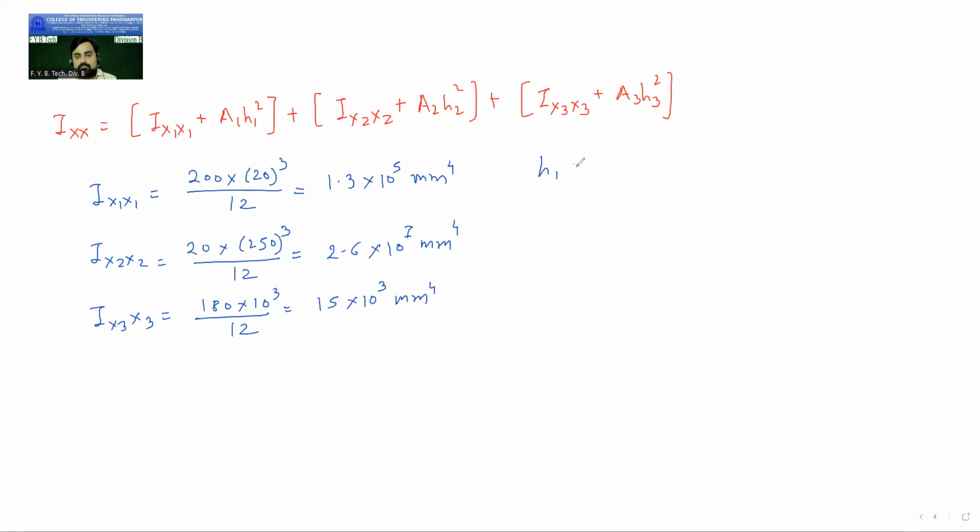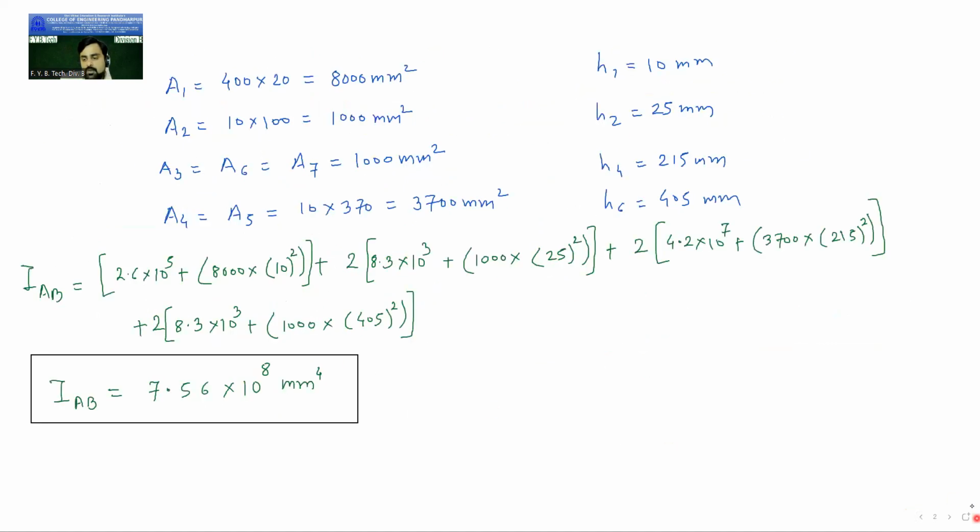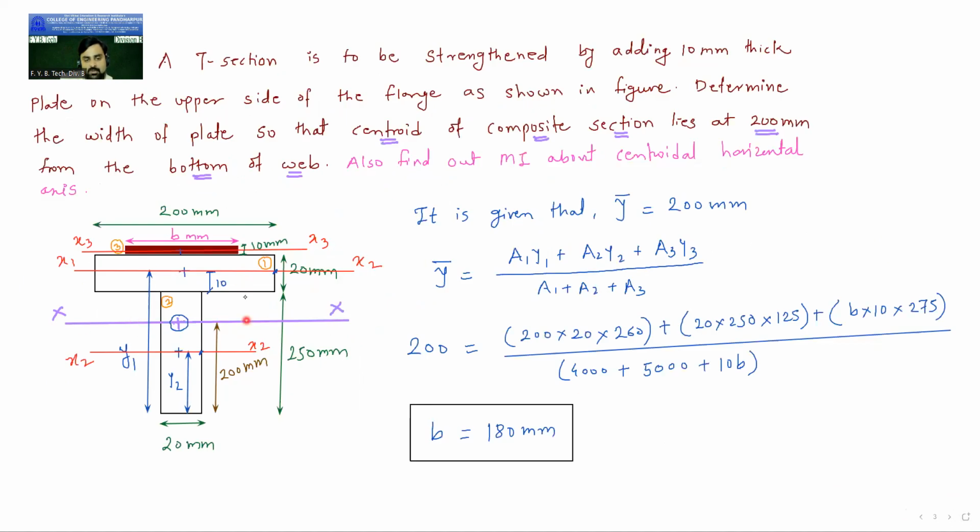So here H1, then H2, and then H3. H1 is the distance between X and X1. This is your H1. How much is it? Here 200, total 270. So H1 will be 70 plus 10. Okay, correct.